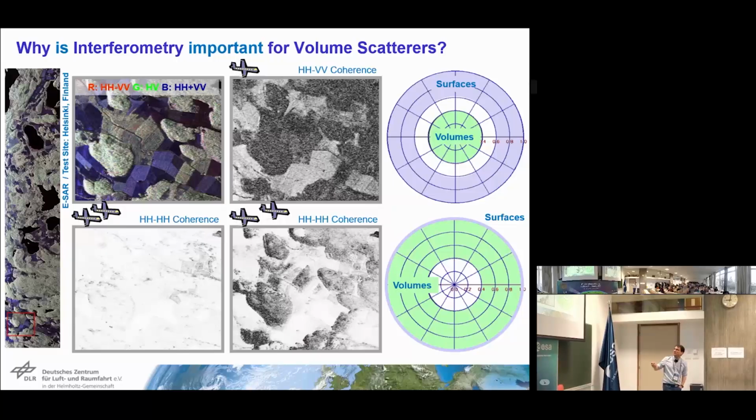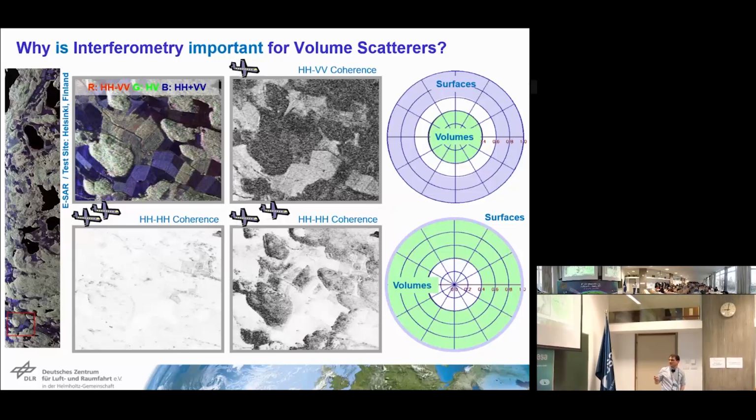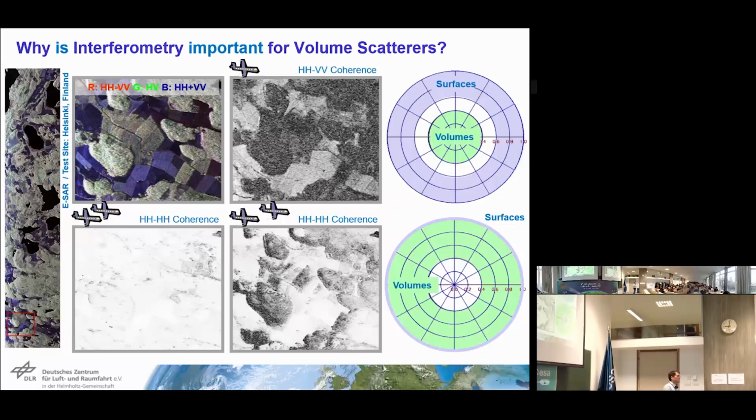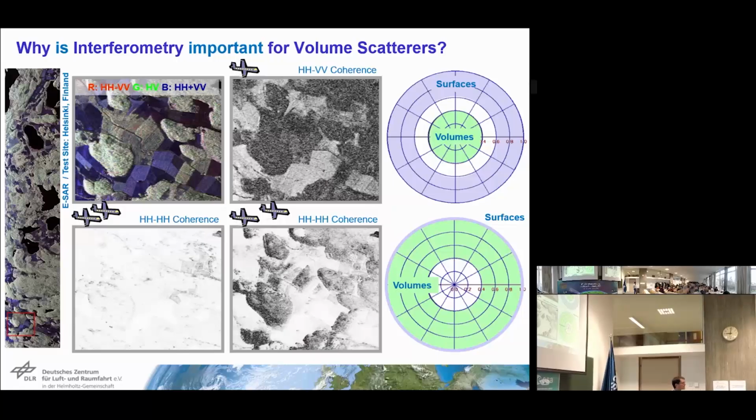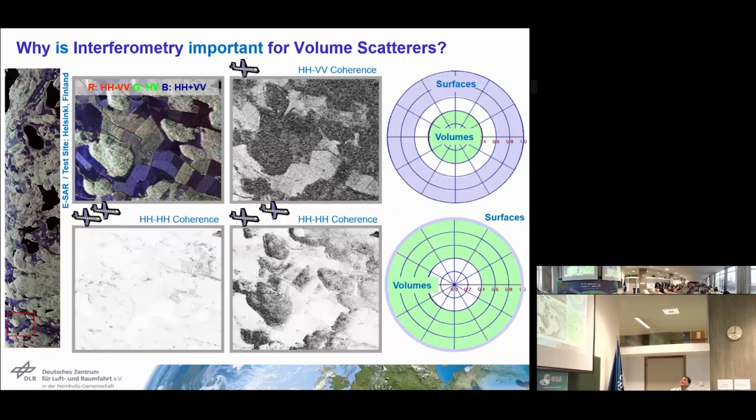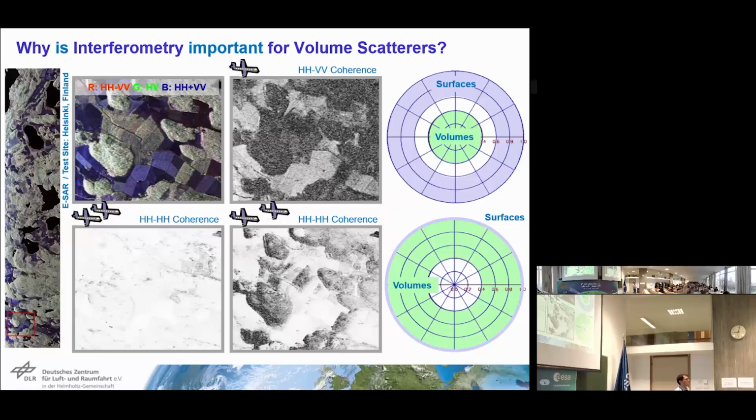And we will see in a moment that this will help you to retrieve the vertical structure of the volume. But still, you play somewhere here. You can now modulate your baseline so that you get a coherence that allows an accurate phase measurement. Therefore, in this sense, interferometry and polarimetry complement each other. So in principle, interferometry allows you to do something where polarimetry does not.